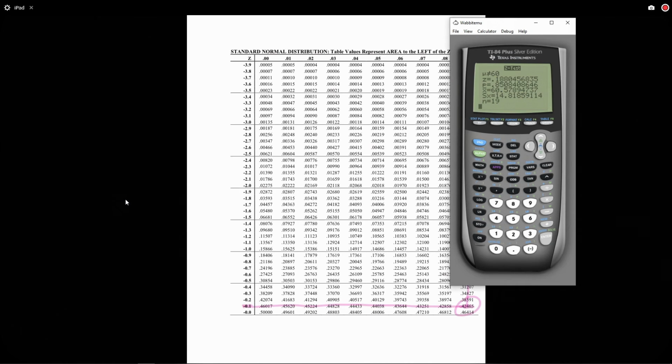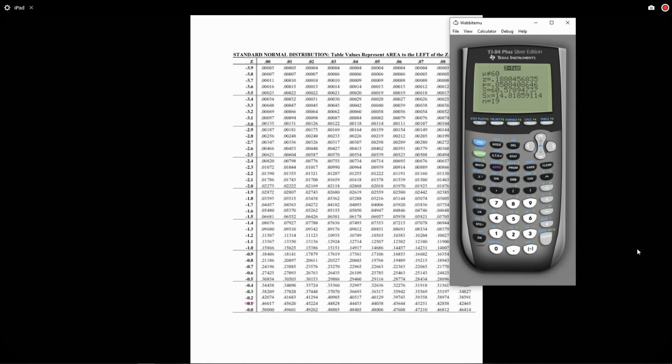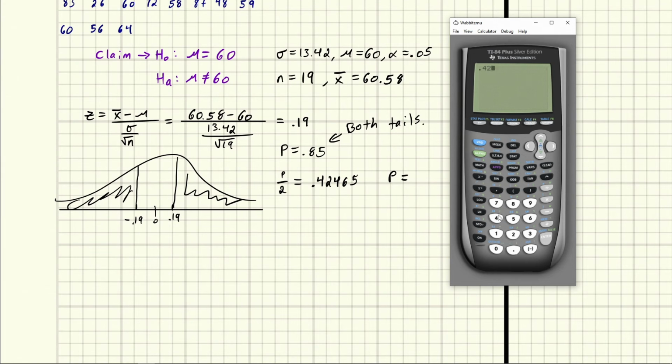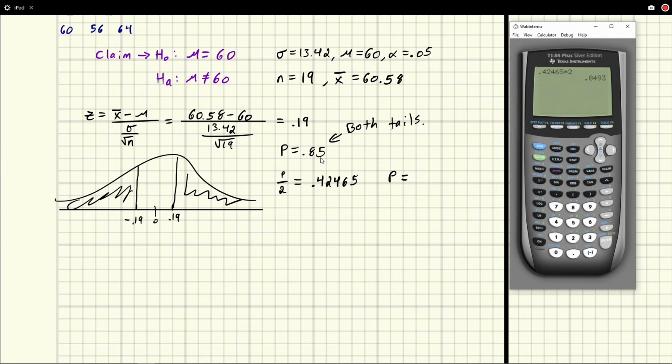So we get, what is this value? Calculator's a bit in the way, but you can see it, 0.42465. This is only half of the curve because, again, it's a two-tailed test. So if we want all of P, we have to double that. We're going to take 0.42465 multiplied by 2. We get 0.8493, and it rounds to 0.85. So we're going to go ahead and go with that.